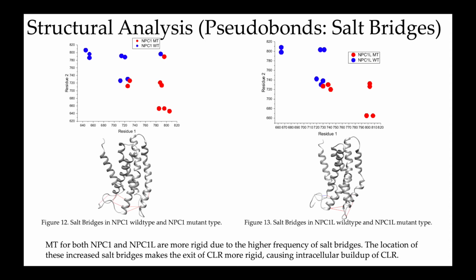Once we look at NPC1-like, we also see a higher number of increases, with 6 increases in salt bridges and 1 decrease. Similar to NPC1, we see most of these at the exit for cholesterol in the sterol sensing domain. So the mutant type for both NPC1 and NPC1-like are more rigid due to the higher frequency of salt bridges, and the location of these increased salt bridges makes the exit of cholesterol more rigid, causing intracellular buildup of cholesterol.